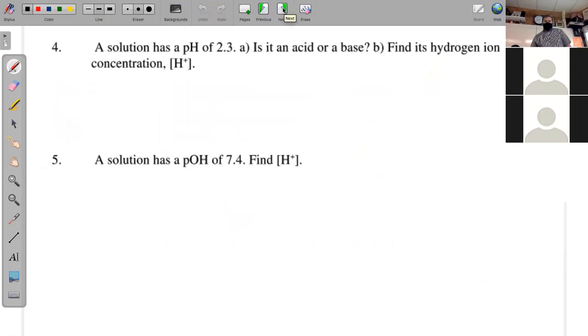Let's see. Solution's got a pH of 2.3. Is it an acid or a base? Well, it's an acid. That's easy to tell because acids have a pH less than 7. What's the hydrogen ion concentration? So the formulas that relate pH and concentration are that the concentration is equal to 10 to the negative pH power. If I take 10 to the negative 2.3 on my calculator, it's probably about 5 times 10 to the negative third.